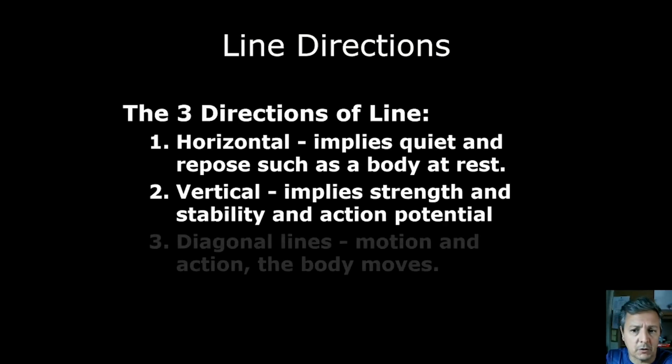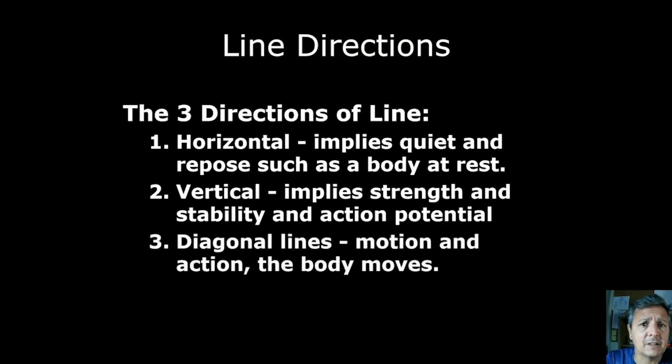Line directions. We have three basic directions of line. We have horizontal lines, vertical lines, and diagonal lines. And they all have psychological implications to us as human beings. So horizontal, a body at rest; vertical, strength and stability; diagonals, motion, action, and even risk.